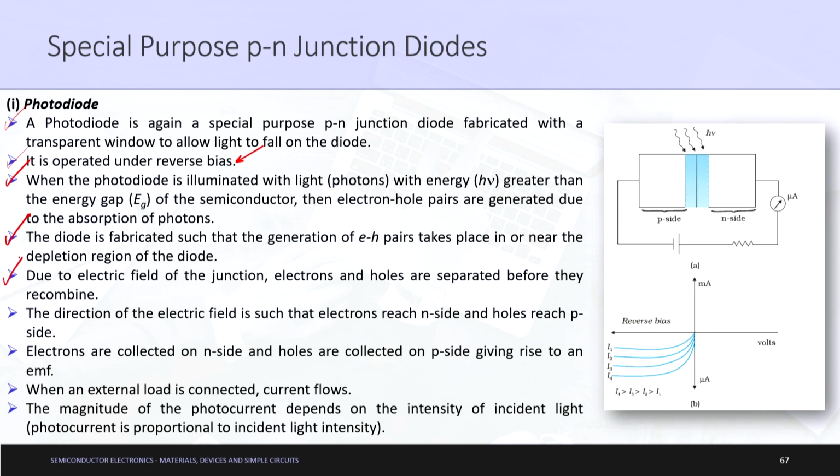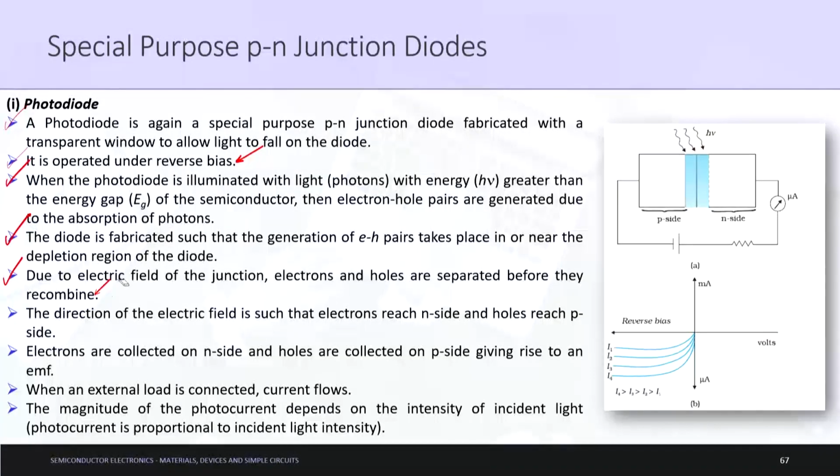Next, due to the electric field of the junction, electrons and holes are separated before they recombine. That is quite evident. First of all, we should know what is happening. This is your depletion region. In the depletion region there is an electric field, and because of this electric field, the electrons and holes are separated apart from each other.